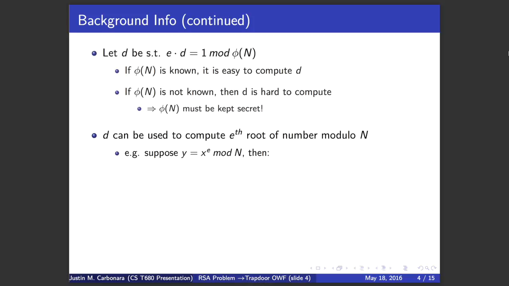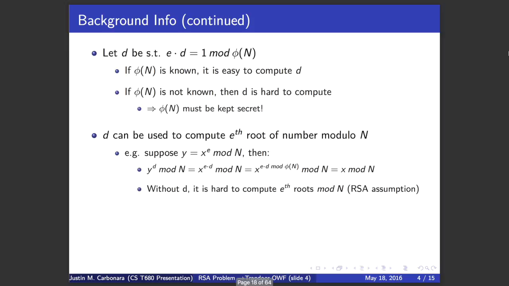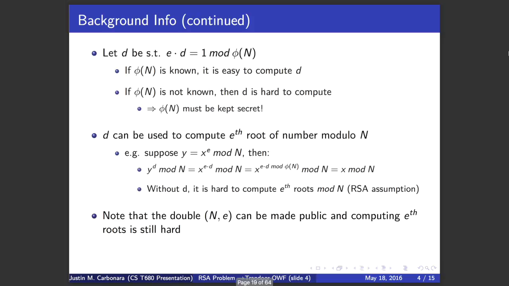For example, suppose y equals x to the power e mod n, then y to the power d mod n equals x to the ed mod n equals x to the ed mod phi of n mod n equals x to the 1 mod n, which is x. So without d, it's hard to compute the eth roots mod n. This is the RSA assumption. Note that the pair n, e can be made public, and computing the eth roots is still hard. This is because d is used as a trapdoor to easily compute the eth roots.